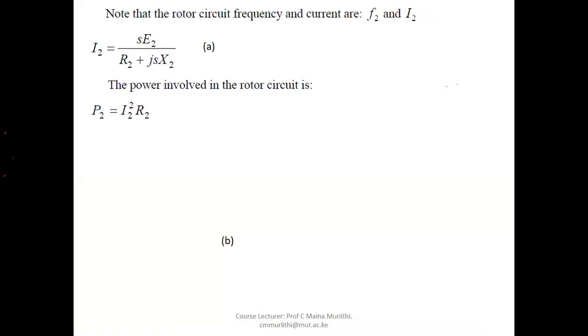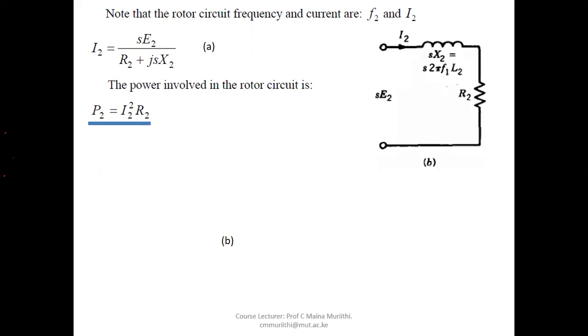Now, the rotor circuit is interesting because the current in the rotor circuit is only limited by the impedance in the rotor circuit, or I2 is equal to SE2 over (R2 + jSX2). And that circuit would look like this one. The power associated with this circuit, as from circuit theory, will be I squared R2. Now, this circuit we say is at frequency F2.